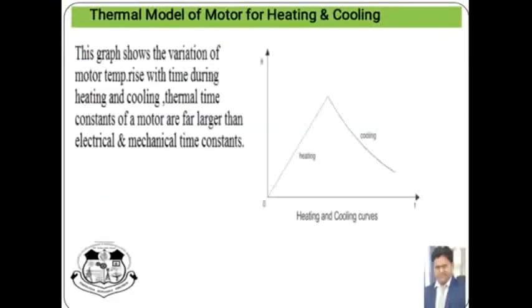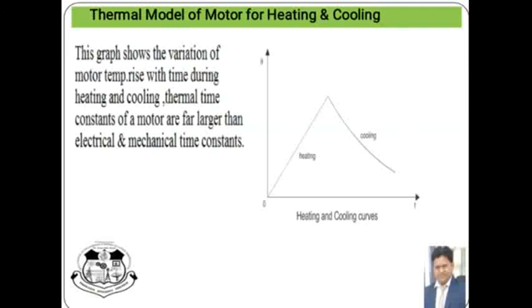Now in this slide we are observing a graph plotted between θ and time. This graph is called the heating and cooling curve. This graph shows the variation of motor temperature rise with time during heating and cooling. The thermal time constants of a motor are far larger than the electrical and mechanical time constants.